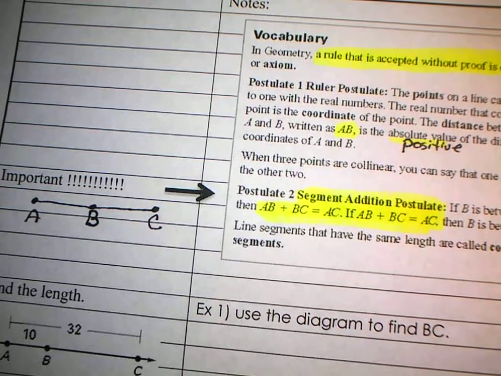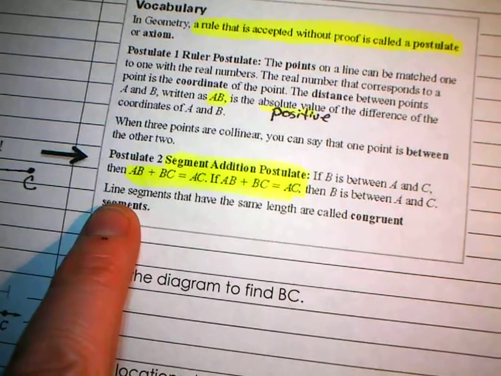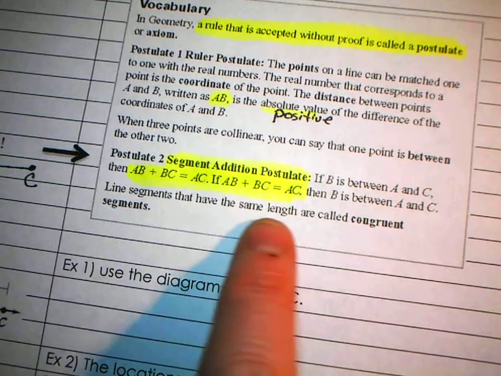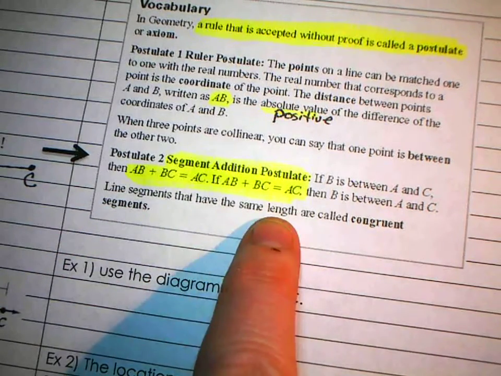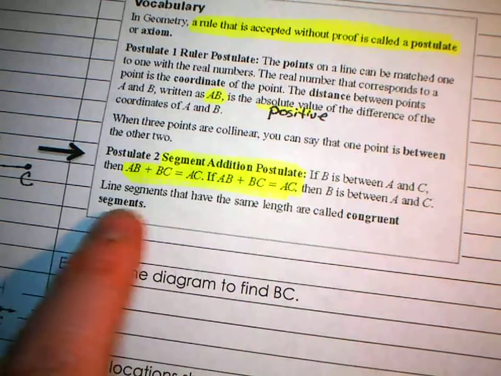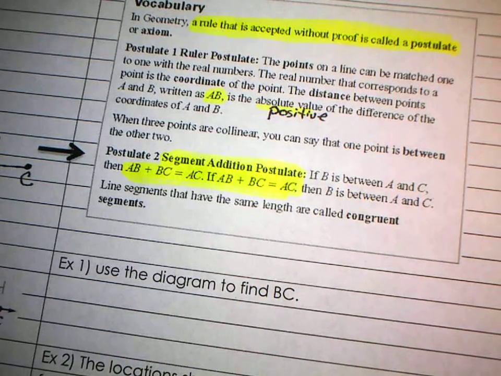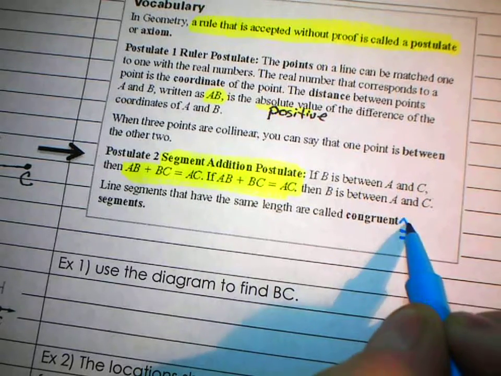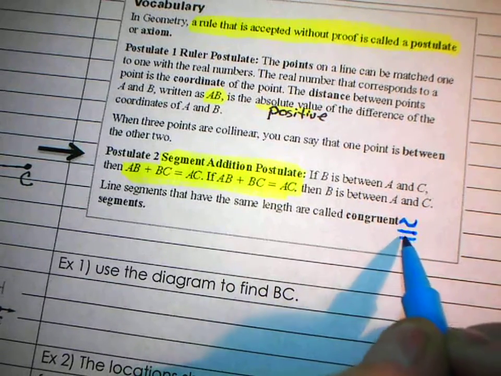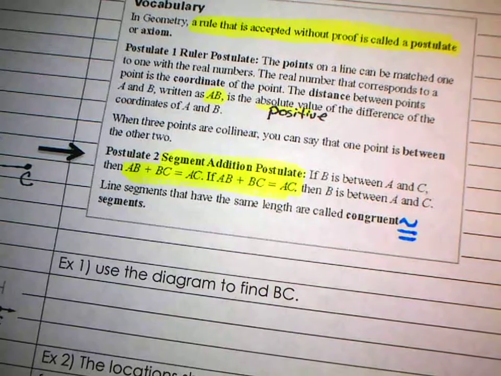Also, this last statement here says line segments that have the same length are called congruent segments. So if they're exactly the same measurement, we're going to say that they are congruent segments. And our congruent symbol, by the way, is going to be the equals sign with the little squiggly line on top of it. That will be our congruent symbol for segments.